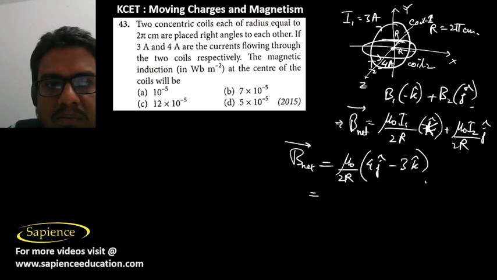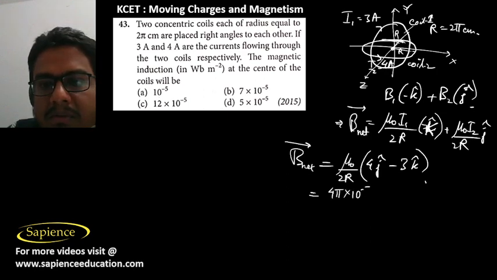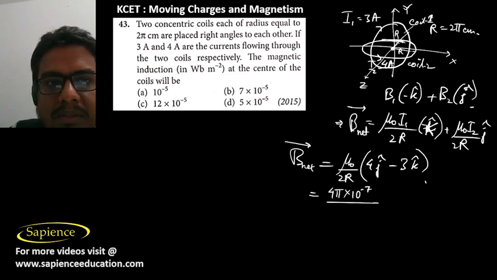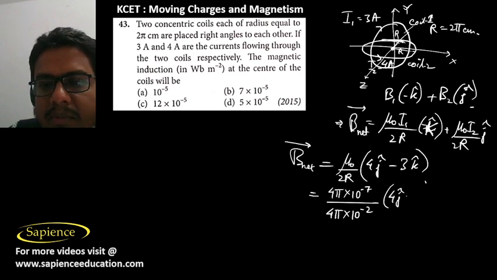So mu naught by 2R, where mu naught is 4 pi into 10 power minus 7, divided by 2R. R is 2 pi centimeter, so this is 4 pi into 10 power minus 2 meter, into 4 j cap minus 3 k cap. This is the net magnetic field.